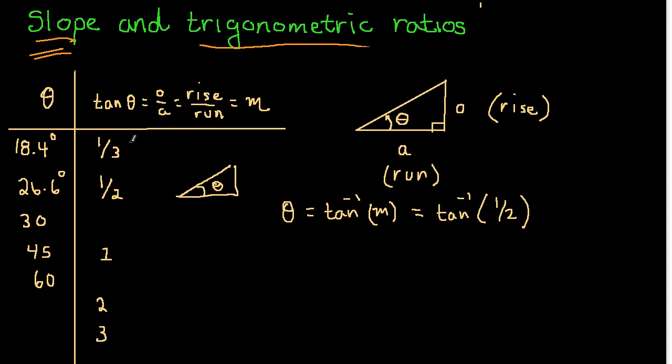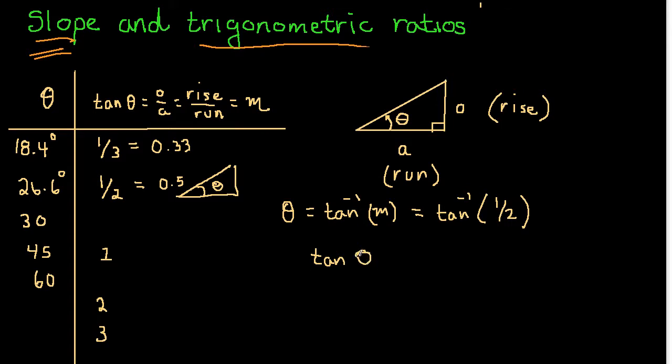Let's just write these in decimal form. So this is 0.333 repeating. We'll just put 0.33. And this one here is 0.5. So increasing angle, increasing slope. Okay, so now 30 degrees is an angle that shows up a lot. So what we're interested in here is finding out what kind of slope a 30-degree angle has.